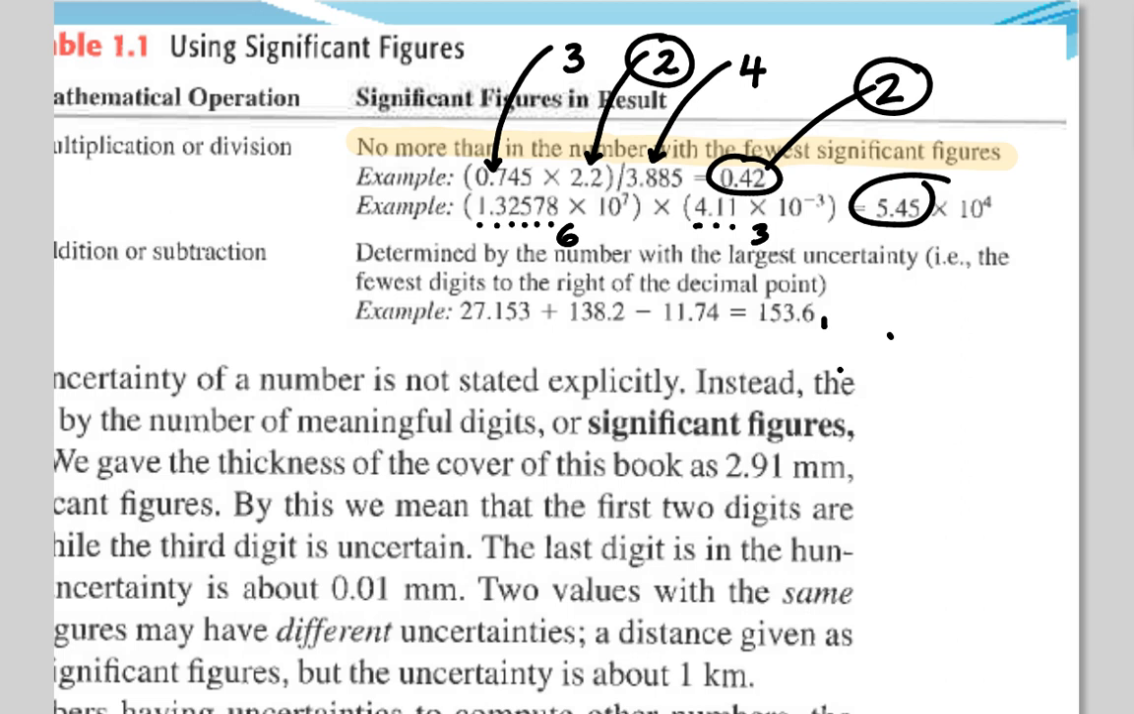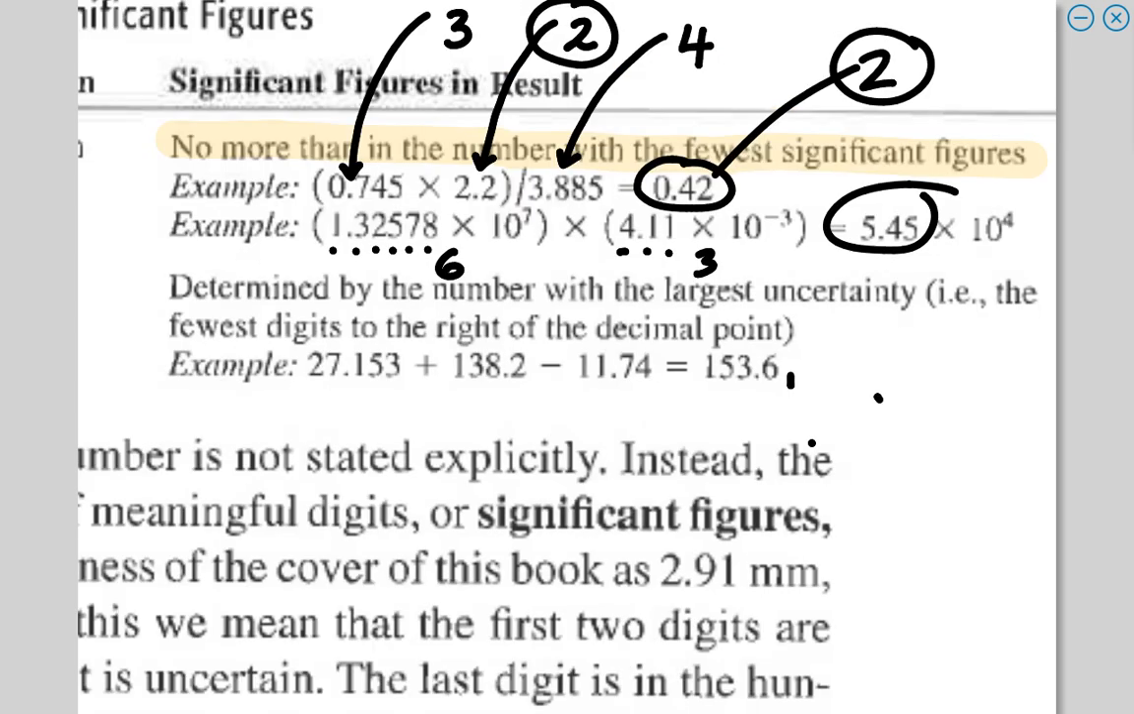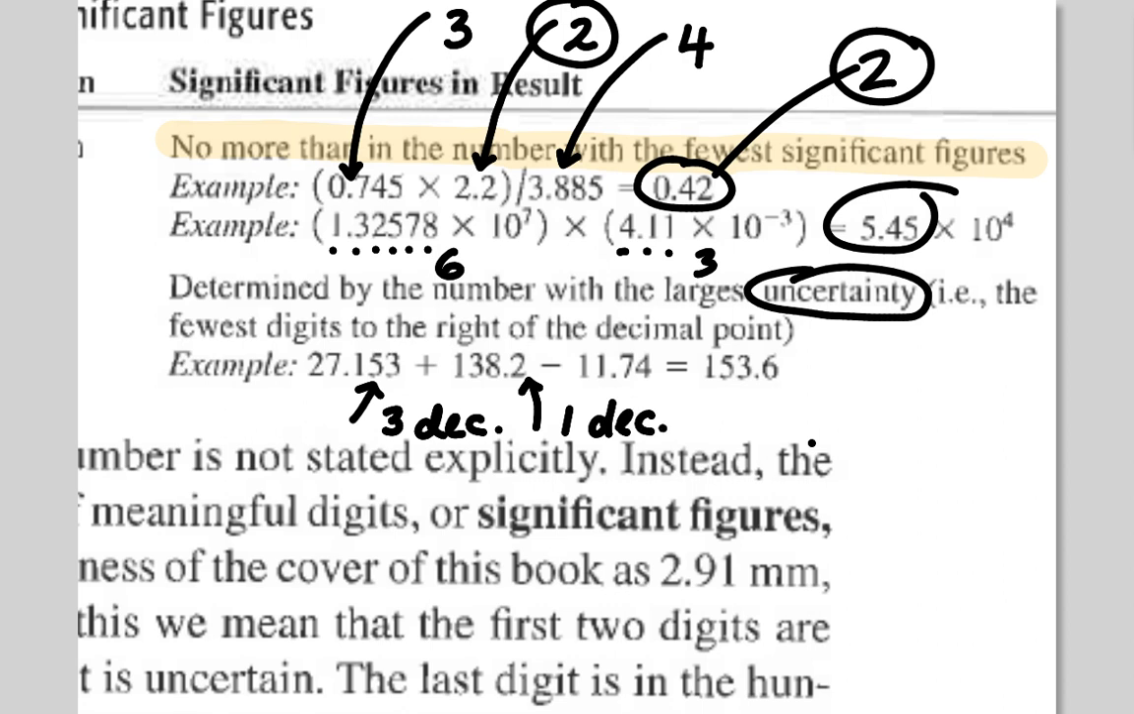Now for addition or subtraction, it has to do with uncertainty. So your final answer cannot have more certainty than any one of these in here. Let's take a look. This one has how much certainty? 3 decimal places. This one only has 1 decimal place. This one only has 2 decimal places. So in your final answer, how much certainty do you have? Up to 1.